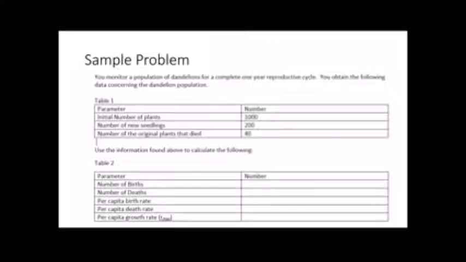Now we're going to look at a couple of calculations. Starting out here, we have a population of dandelions, little plants. They have a 1-year reproductive cycle. And we've got the following data. So we're starting off with 1,000 plants in our population. During this year, there's 200 new seedlings and 40 of the original plants died. So first of all, we want to know the number of births. Well, for plants, new seedlings are births. So that's just 200.